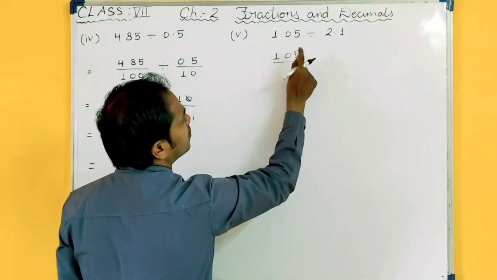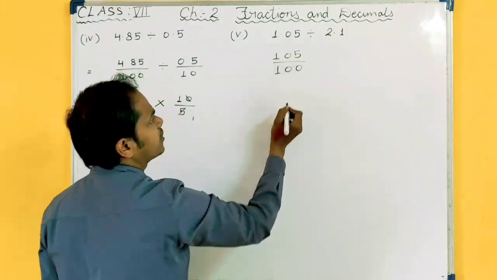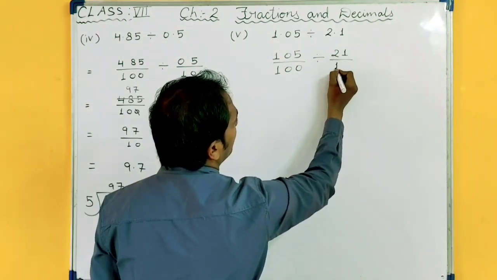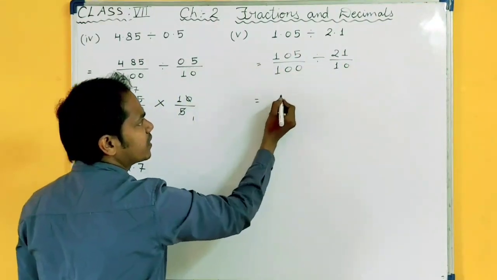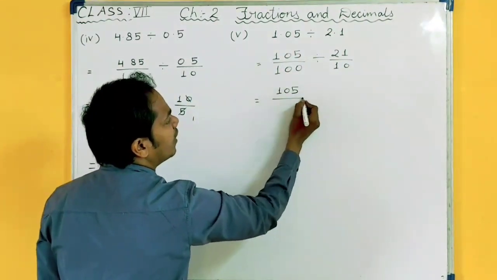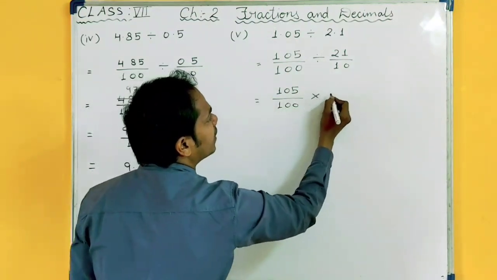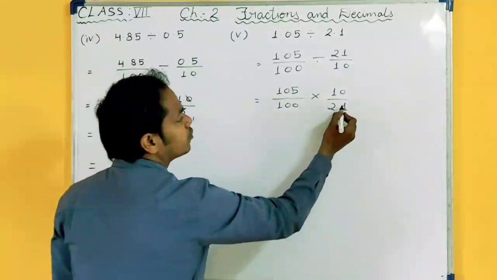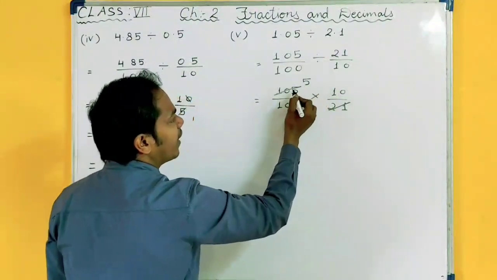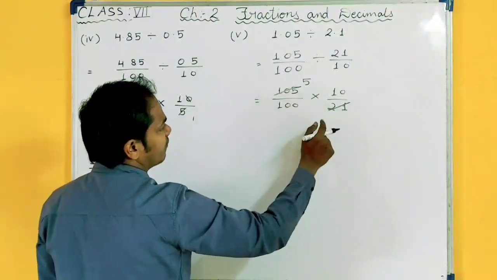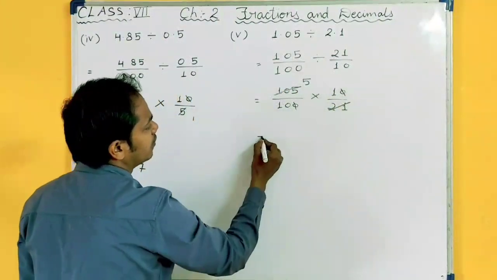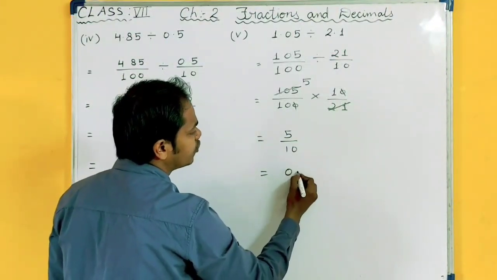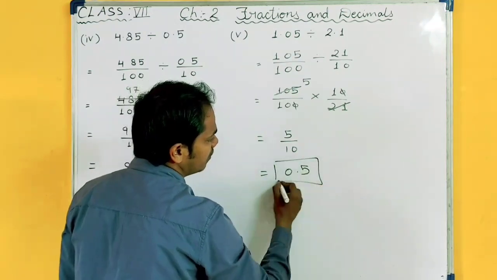1.05. So I will write this decimal number 1.05 as a fraction. Okay. Now divide by 2.1. So 2.1 will become 21 upon 10. Again same process. Reciprocal. 105 upon 100 multiplied by 10 upon 21. Okay. So 21 5s are 105 and 0 to 0 cut. So what is remaining here? 5 upon 10. So 5 upon 10 you can write as 0.5. This is your answer.